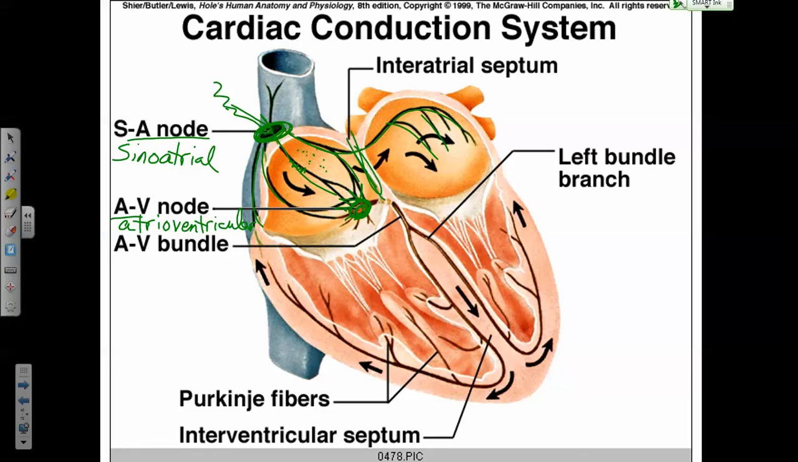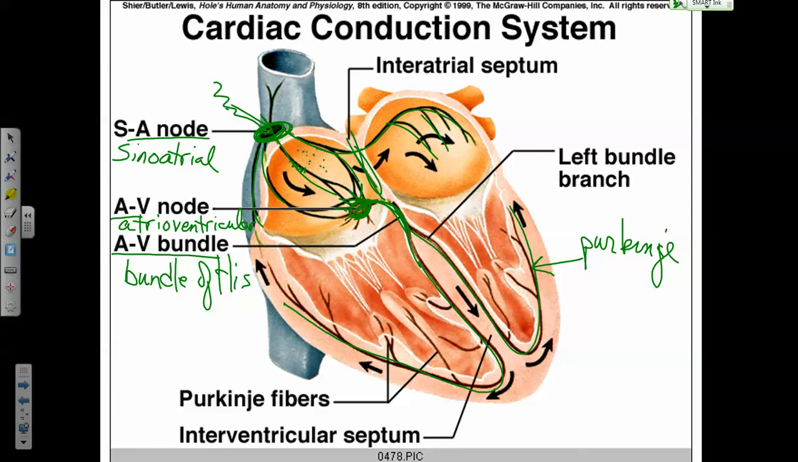All right, and so then the impulse goes from there down the first part of the interventricular septum, and the fibers here are very large. So how is that impulse going to go, faster or more slowly? Faster. So it shoots down this, and that's called the AV bundle, or another name you'll see in your notes is the bundle of His. All right, so it shoots down real fast, and then it splits and goes up through the walls of the ventricles, and these are called the Purkinje fibers.